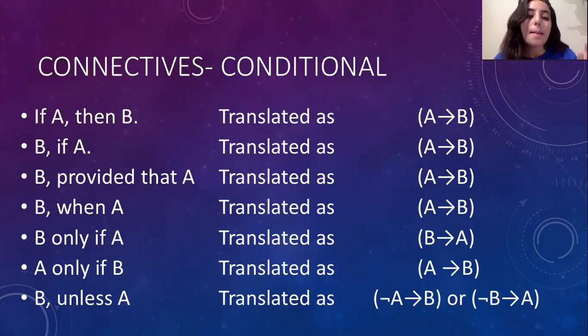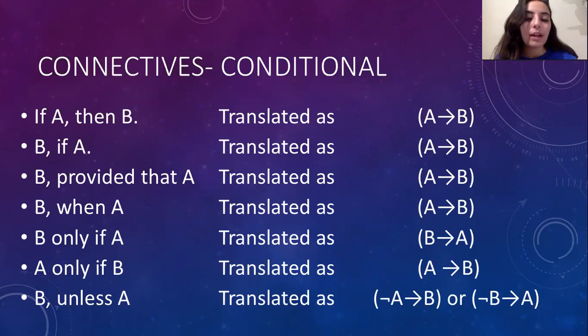But if you see B, if A, then you flip it and you do A, arrow, B. Again, B provided that A, you flip it. B, when A, you flip it again. Okay? So this one, the B only if A, this one is a little bit tricky. So the only if, take it as if it's like an if-then statement. Don't change the order, just take it as is, so B, arrow, A. Again, if I give you A only if B, take it as is, just put A, arrow, B.